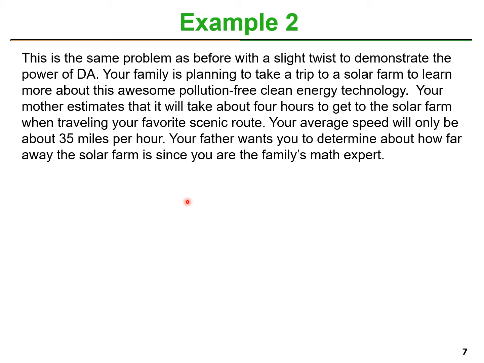Your mother estimates that it will take about 4 hours to get to the solar farm when traveling your favorite scenic route. Your average speed will only be about 35 miles per hour because this is a scenic route and you can't go as fast. So that's okay because you're going to enjoy the beautiful scenery on the trip. Your father wants you to determine about how far away the solar farm is, because you are the family's math expert.